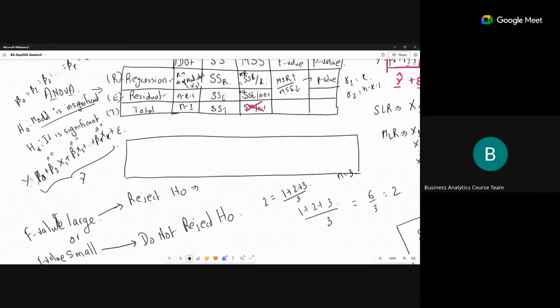All of you with me so far? Yes, sir. Actually, I was confused in this concept only. Now it's clear. So this is what it means. F value, this is the importance of F value.